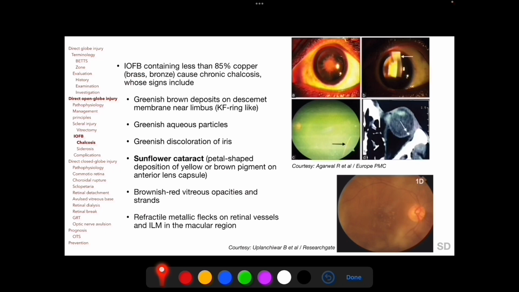removed urgently. On the other hand, intraocular foreign bodies containing less than 85% copper, such as those made of brass or bronze, can cause chronic chalcosis, whose signs include greenish-brown deposits on Descemet's membrane near limbus, resembling Kayser-Fleischer ring of Wilson's disease, as seen here in this clinical photograph, greenish aqueous particles, greenish discoloration of iris, sunflower cataract, as seen here in this clinical photograph, in which there is a petal-shaped deposition of yellow or brown pigment on the anterior lens capsule, brownish red vitreous opacities and strands, as seen here in this clinical photograph, and refractile metallic flakes on retinal vessels and internal limiting membrane in the macular region, as seen here in this clinical photograph.